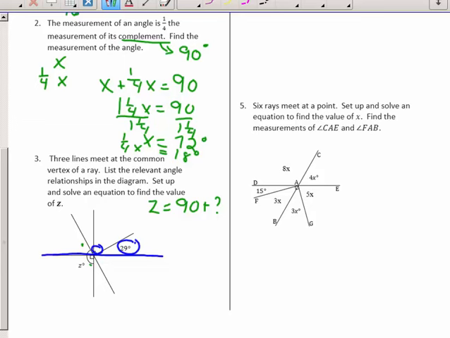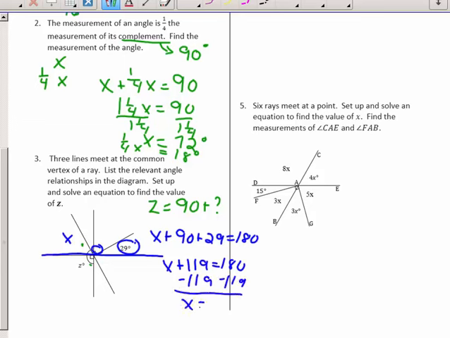I'm going to call this x for right now, just so that we have something there other than a question mark. So I know that x plus 90 plus 29 has to equal 180 degrees. So solving that, we're going to get x plus 119 equals 180. Subtract 119, so x is going to give me 61 degrees.